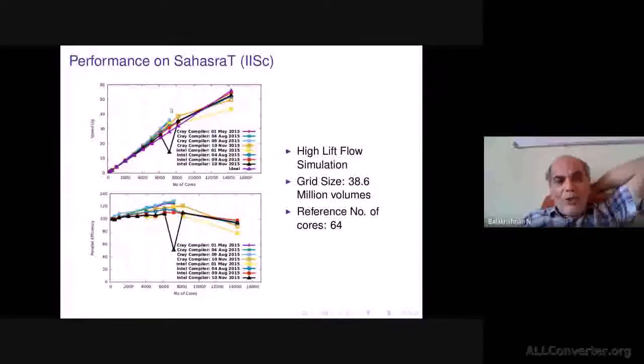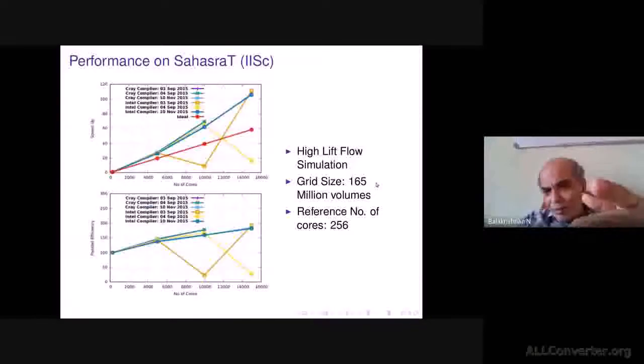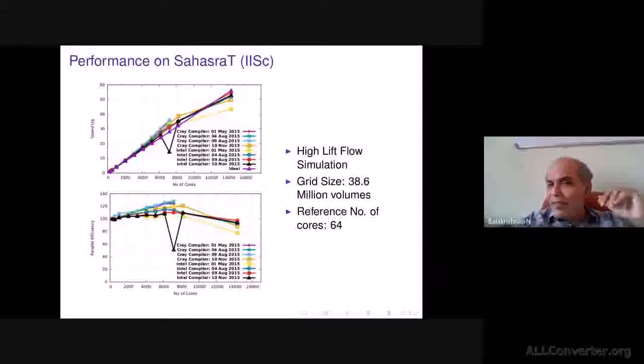Now what you see here is the performance of the hyphen solver on the Sahasrath, the Cray XC40 machine. These are typically the high lift flow simulations which I have shown. For this kind of parallel performance study, we have made use of different grids. One is about 38 million volumes, and the other one is about 165 million volumes. I will give you data for both.